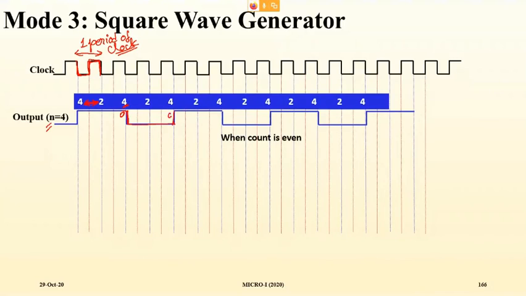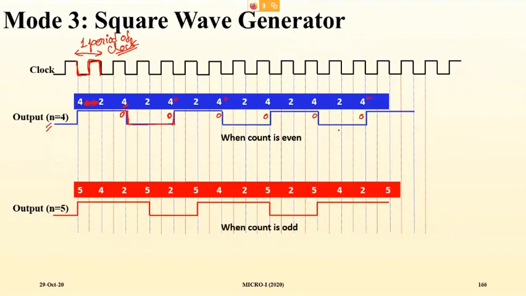it remains low for half of the time period. You can say it is 0 here, but at the same time it is getting reloaded, therefore it is 4. Now you can see it is a perfect square wave when you are generating output with an even count.